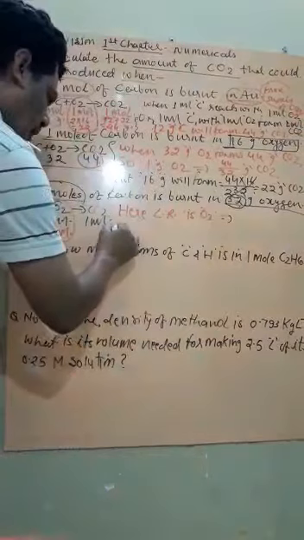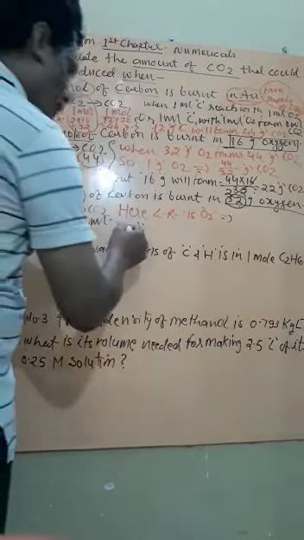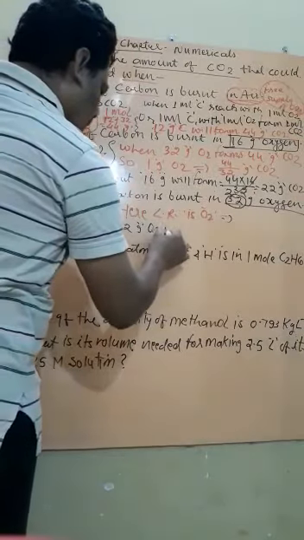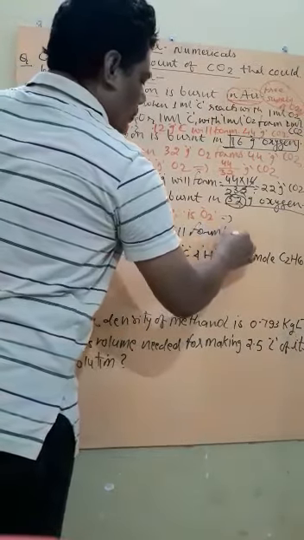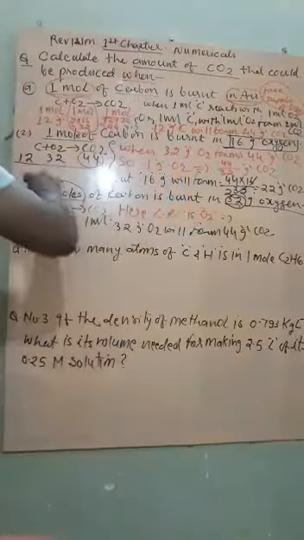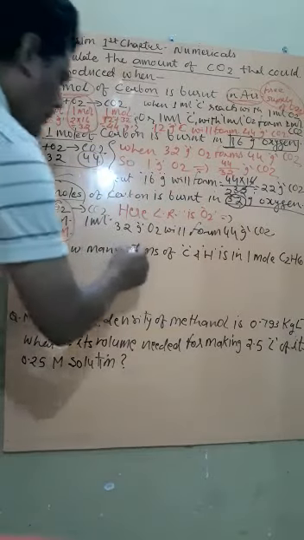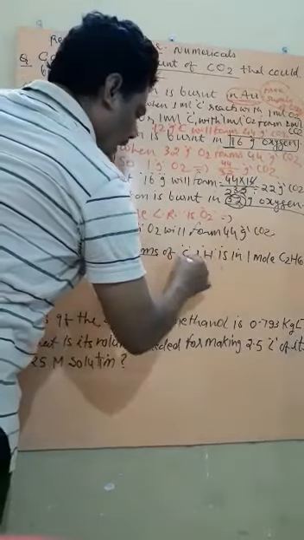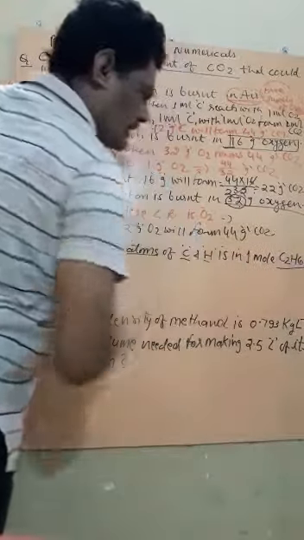Okay, so we will proceed with O2. 32 gram of oxygen will form 44 gram CO2. This is according to the balanced chemical equation. That's it. Now, how many atoms of carbon and hydrogen are in 1 mole of C2H6?